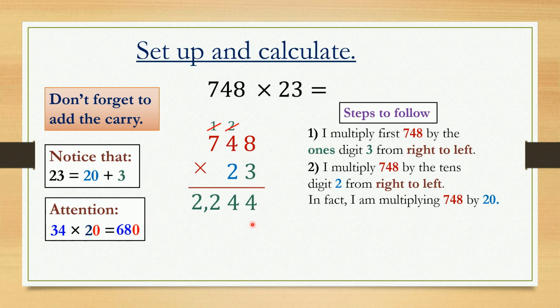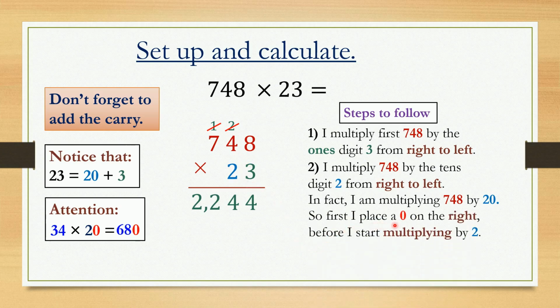I will place a 0 to the right below the ones digit before I start multiplying by 2. So be careful when you line up the digits. And in order not to forget the 0, I will imagine it as a sun and I will draw rays around it. So you can draw rays in order not to forget to place the 0.